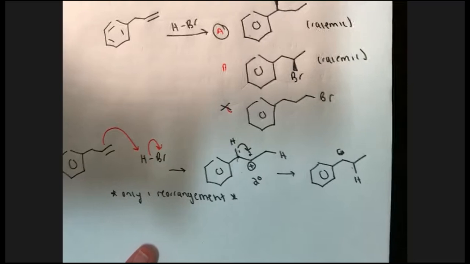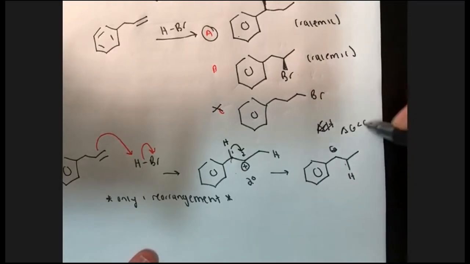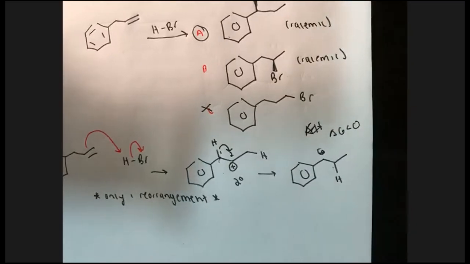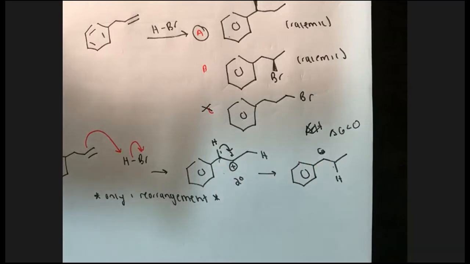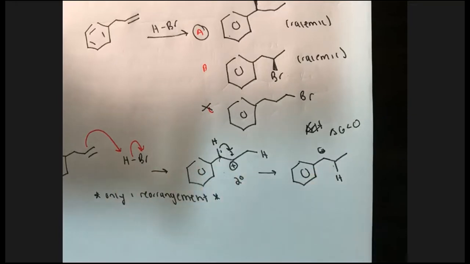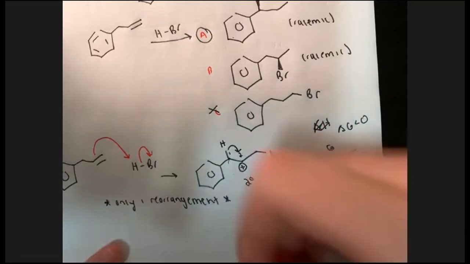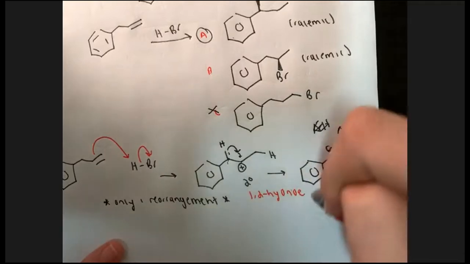And the driving force, so you can tell the delta G is going to be less than 0. I'm telling you that's a fact, it's spontaneous. And the reason that this happens is because you release so much Gibbs free energy by making this more stable intermediate. So that's the driving force. Okay, so this is something called a 1-2 hydride shift. Let me write that down, 1-2 hydride shift. And this is one of the 3 types of rearrangements we're going to talk about.